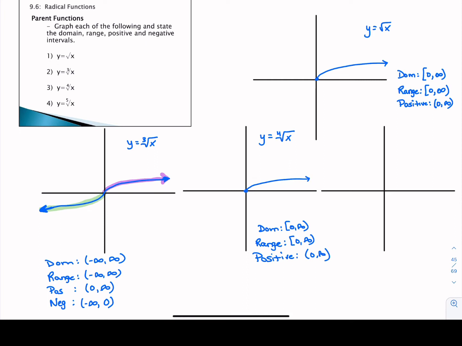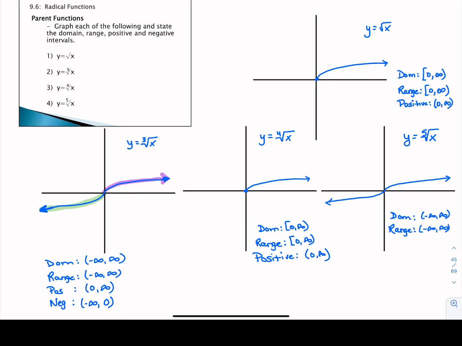The last function we wanted you to analyze for behavior was the fifth root of x. And the fifth root of x looked very much like the cubed root of x because it had an odd index as well. So it also had a tail that moved or could be traced from left to right indefinitely. So we say the domain of this function went from negative to positive infinity. The range of this function, low to high, is also negative to positive infinity.